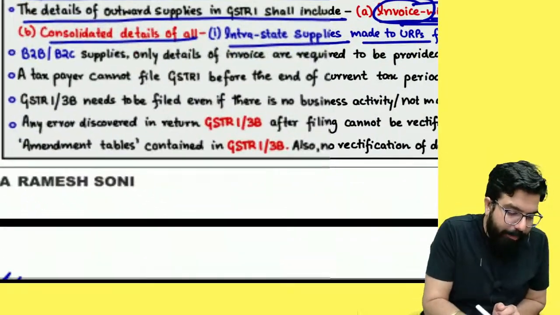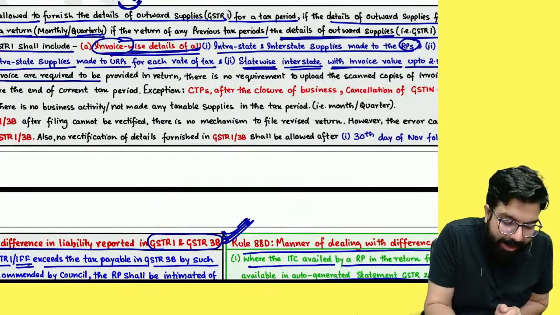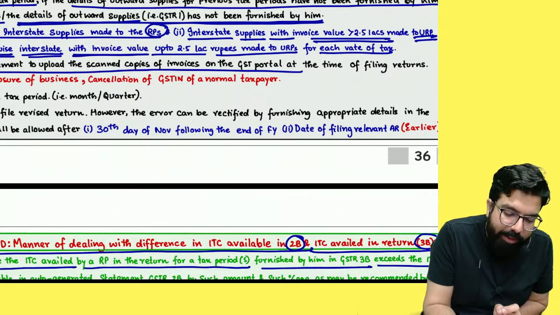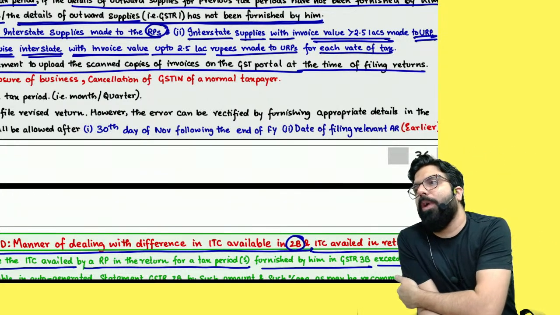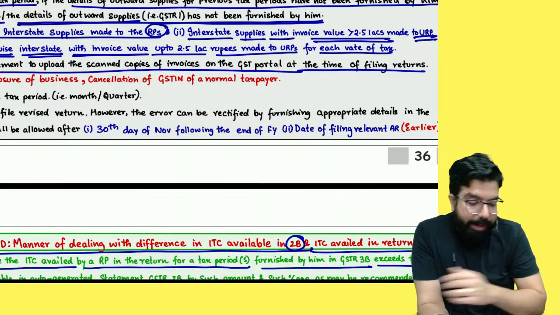Let's go ahead. Next. For a B2B or B2C supply, only details of the invoice are required to be provided in the return. There is no requirement to upload a scanned copy of the invoices on the GST portal at the time of filing the return. When you are filing your return, do you have to upload scanned copies of the invoices or only details? Details are required.